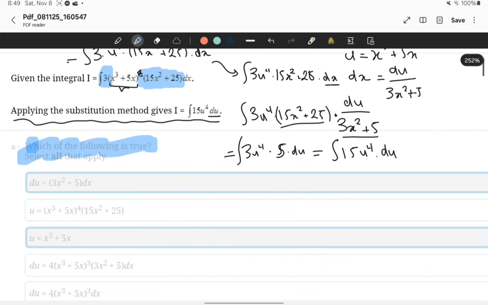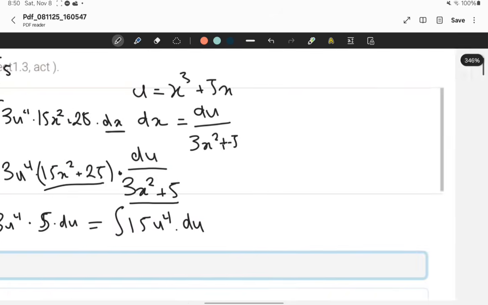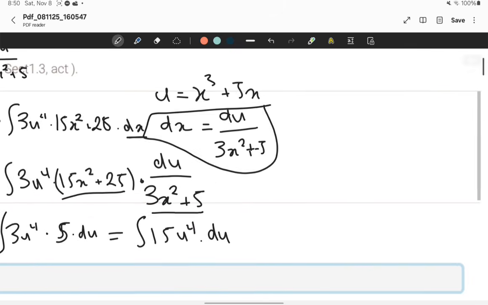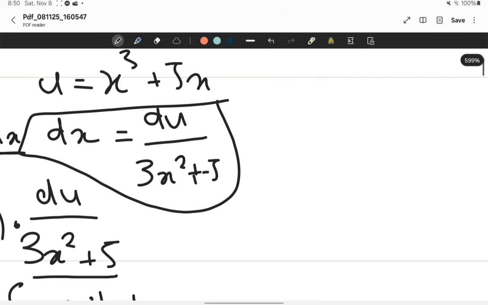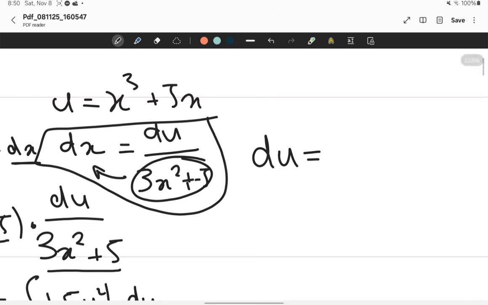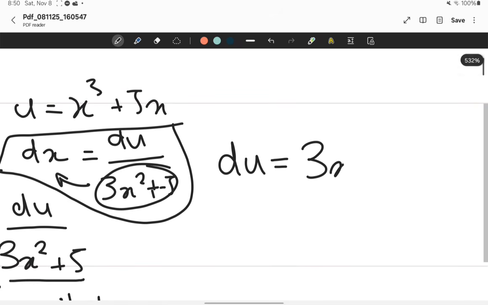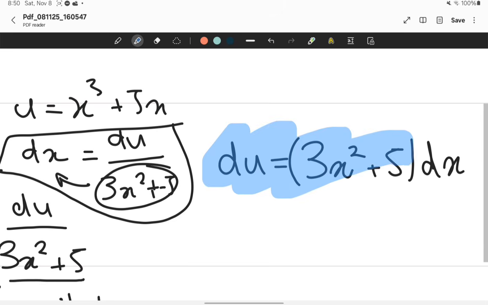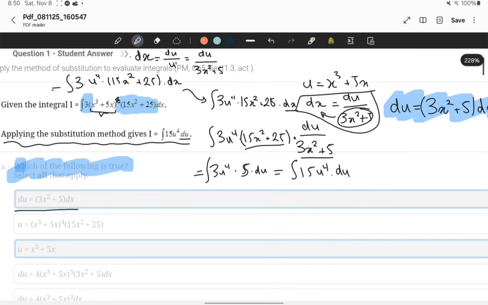Select all that apply. The first option we look. They're saying du is equal to 3x squared plus 5 times dx. Here we have the formula for dx and du. We'll reshape this so that we have du on one side, everything else on the other. So we'll bring this part to the other side, so that means it's 3x squared plus 5, all times dx. So this is the equation for du that we got. And see, does it match it? Yes, it does, so it's a correct option.